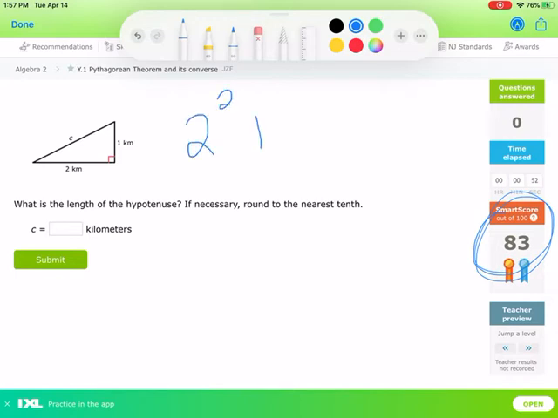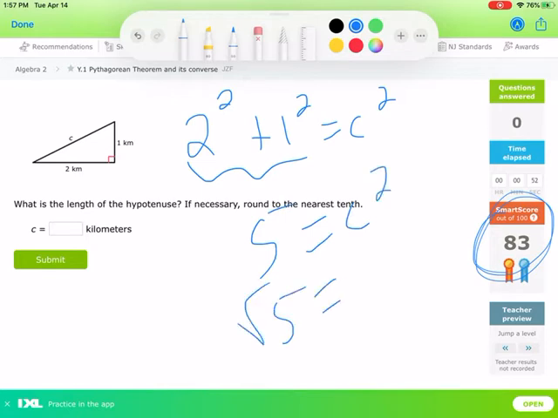2 squared plus 1 squared is equal to c squared. Is this seriously all we have to do? All right, this is weird. So obviously this is going to be 5. 2 squared is 4 plus 1, so 5 equals c squared. Square root that, and you get c. So my calculator is going to root 5. Should be like 2 point something. Square root 5, and round to the nearest tenth. So 2.236. I'm going to go 2.2. 2.2 would be my answer there.